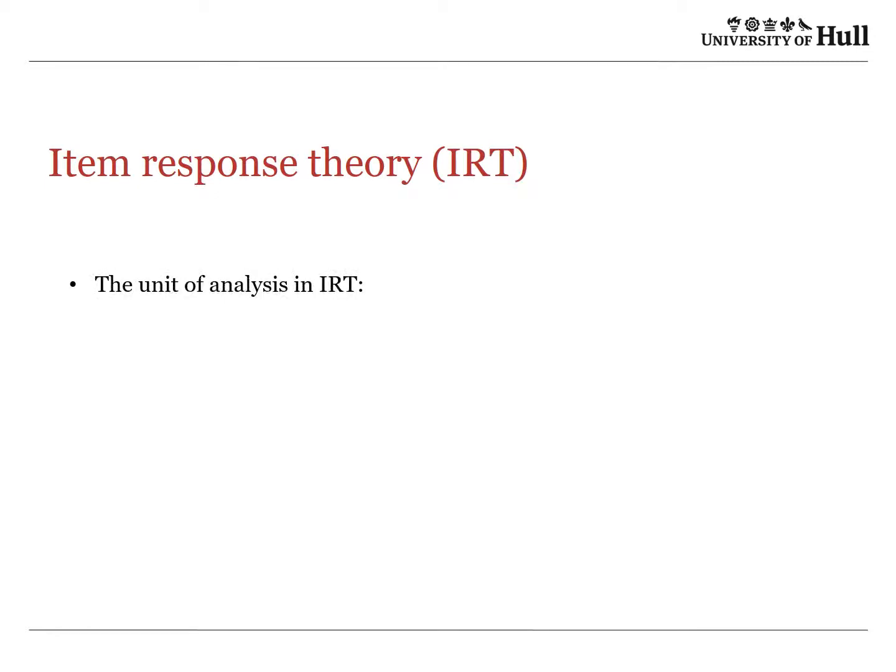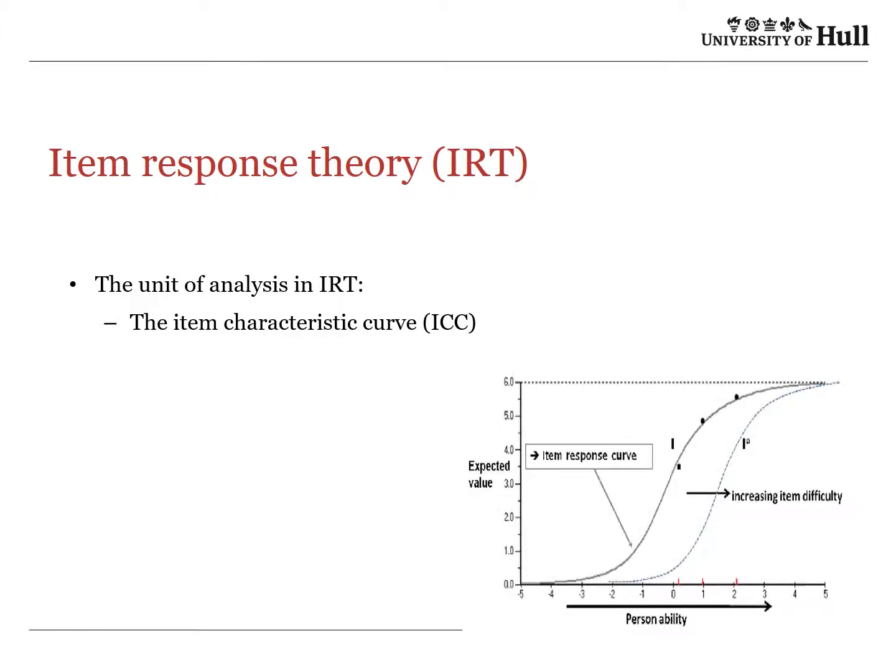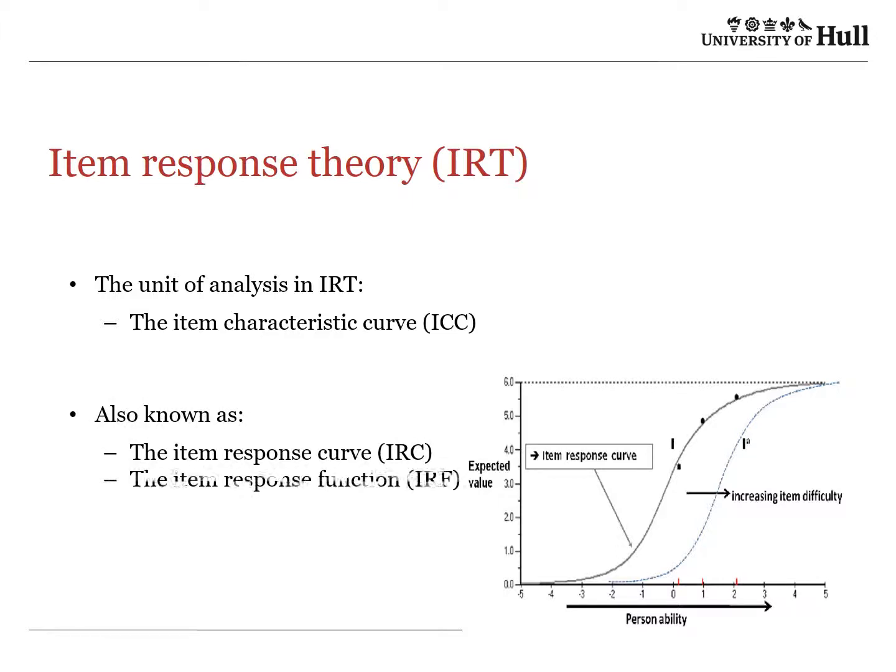The unit of analysis in item response theory is the item characteristic curve, which looks something like this. This particular one is demonstrating the relationship between person ability and the expected value, but just keep the shape of the item characteristic curve in mind, and also that they're known as item response curves and item response functions. They go by various names.